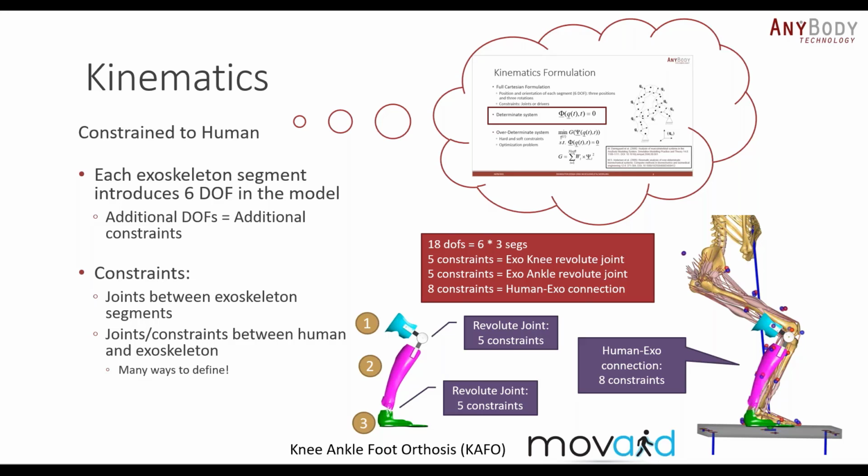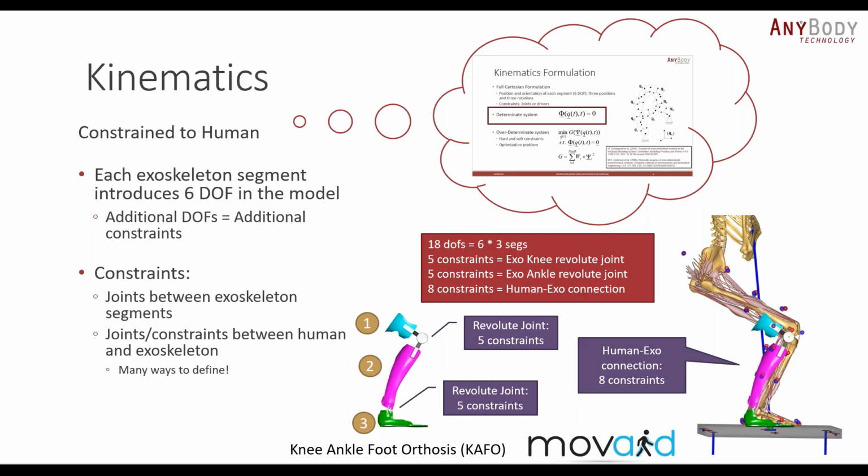Each exoskeleton segment will introduce 6 degrees of freedom into the model, and if you're working in a determinate system, then you have to add additional constraints that should be equal to the additional degrees of freedom in the model. And I just want to clarify that when I'm talking about a determinate system, it's specifically for the exoskeleton model. Because you might have motion data coming in from some marker-based system or BVH-based system, you may need to work with an overdeterminate system overall for the solver to work.